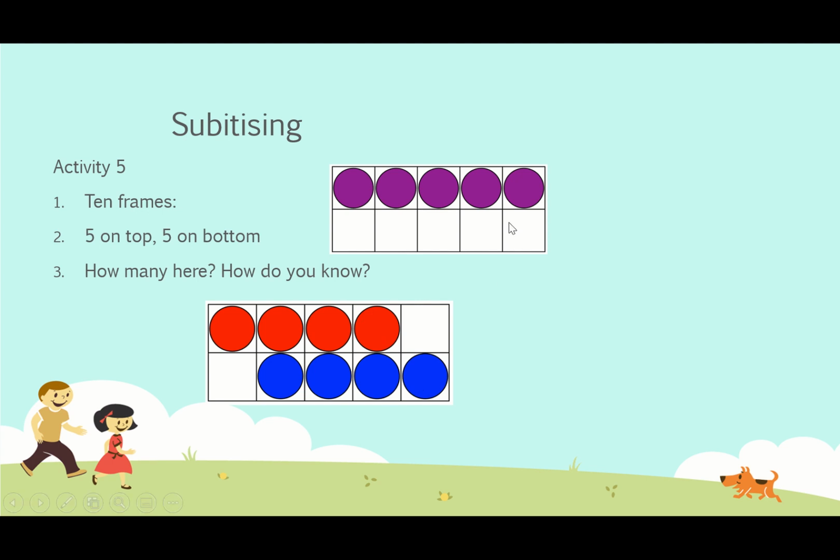You can also turn the 10 frame onto its side so that it's lying up and down the way, portrait, and that will help them to use them counting in 2s. So they would know that 5 is half of 10. They would be able to see what was missing, and it's another way to use them to counting in 2s.